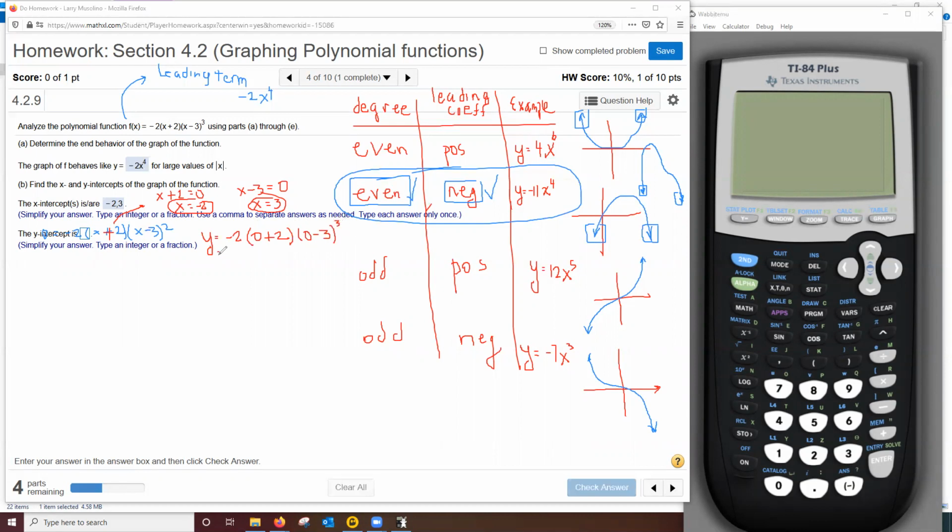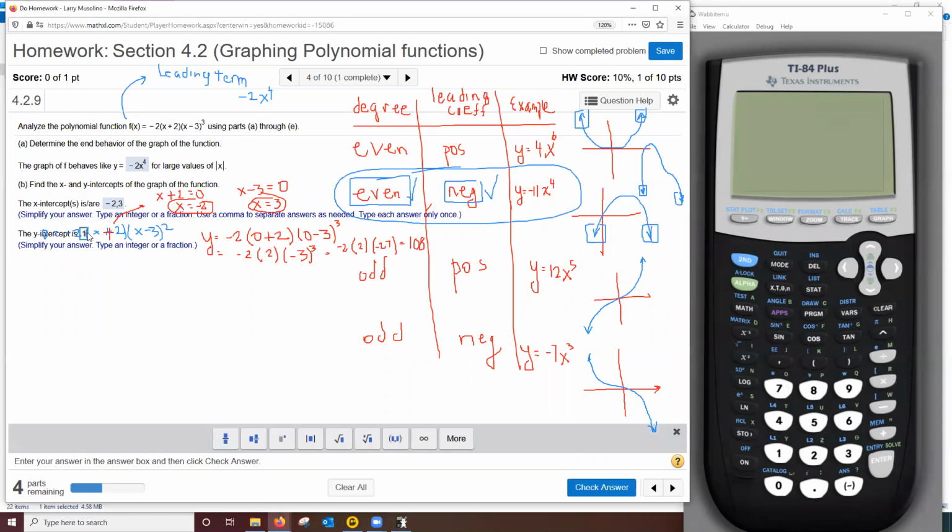All right, I'm going to work this out. This is going to be negative 2 times 2 times negative 3 to the third. But negative 3 to the third is negative 27. So this is going to be negative 2 times 2 times negative 27. And you can work this out on your calculator. Notice this is going to turn out to be a positive answer. And I think if we work this out, this turns out to be 108. So it looks like the y-intercept here is 108. I'll enter that here, 108.